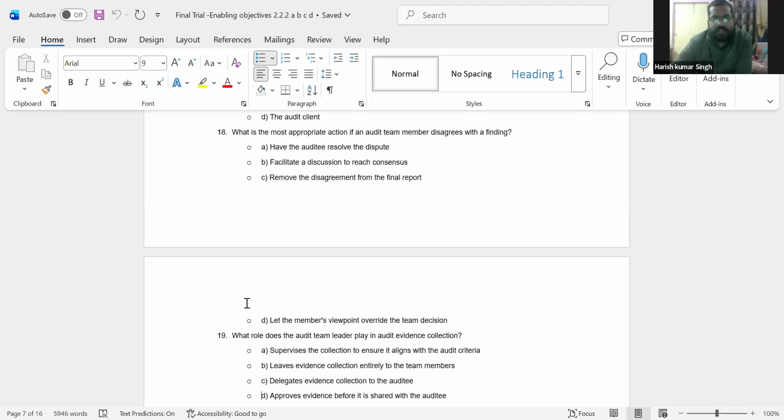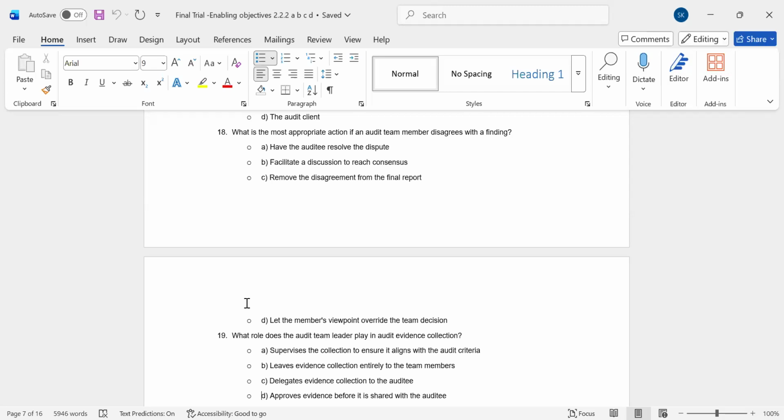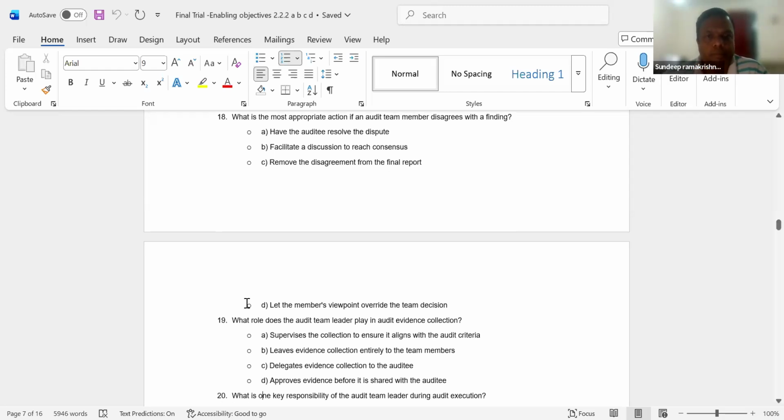B, sir. Facilitate a discussion to reach consensus. Correct. Facilitate a discussion to reach consensus is the best fit answer for this question. 18. Right.